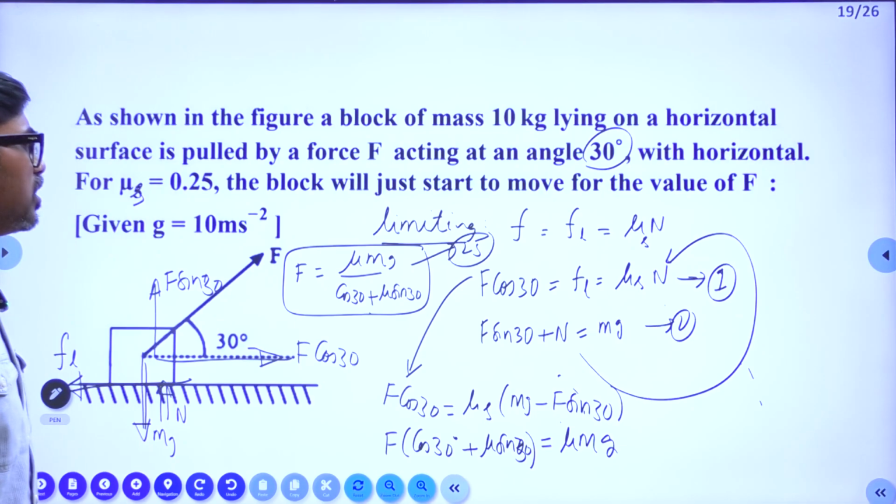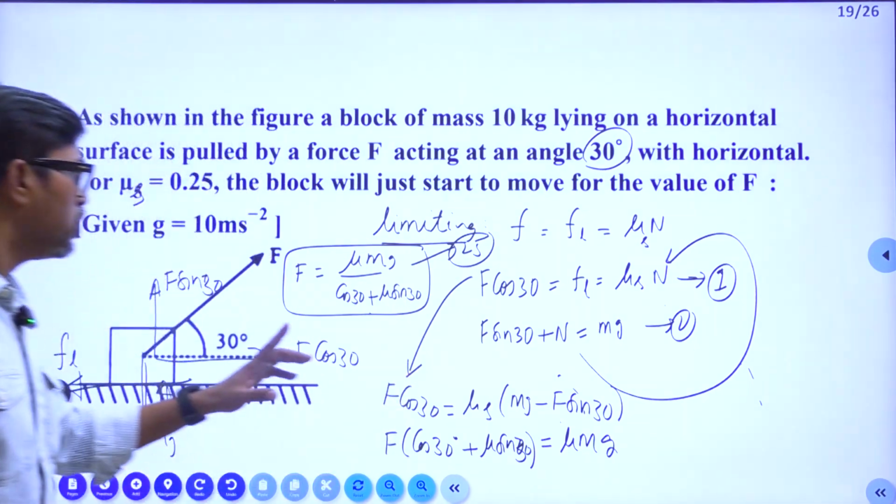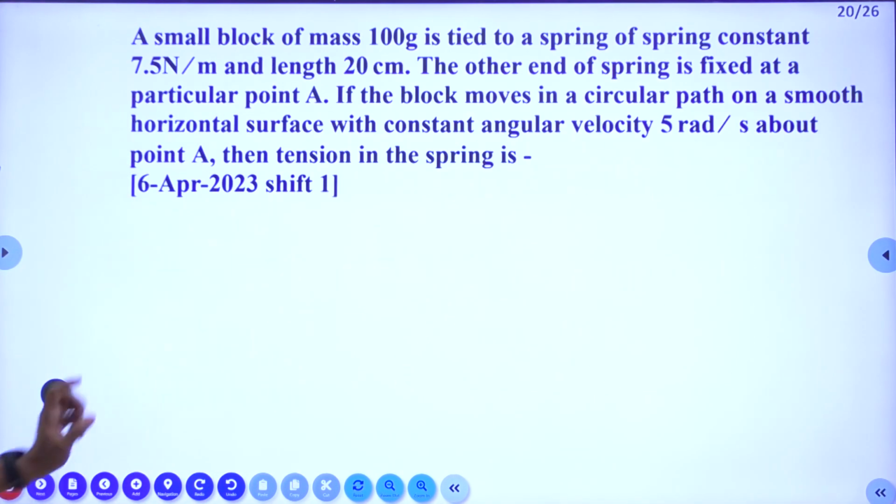I think you will get some fractional values. So the simplification, I am leaving that to you. But we can go on with the next problem.